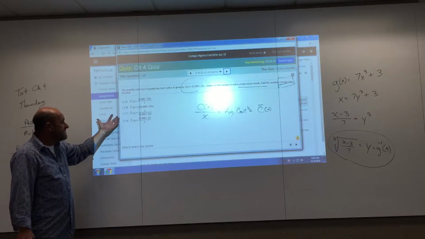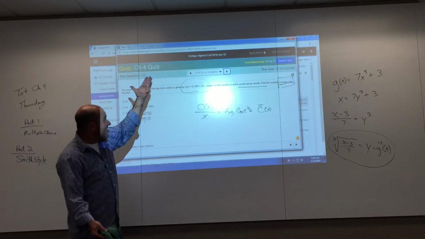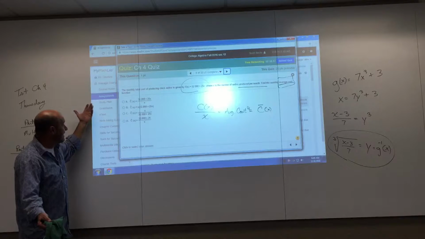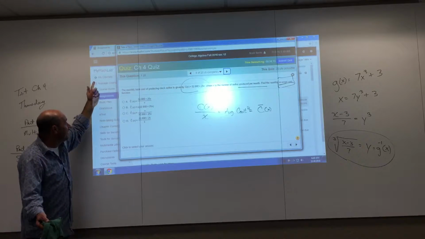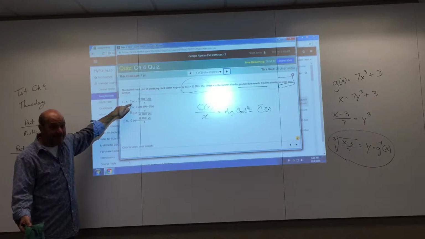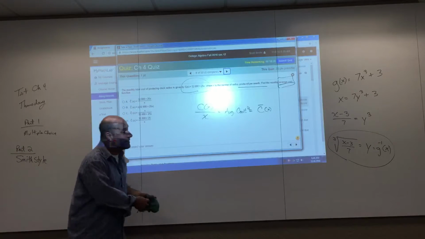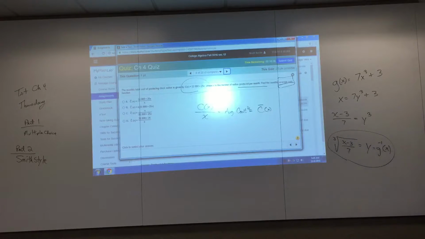So it's that cost function divided by x. I think it looks a lot like A, don't you? Looks like A. Cost function divided by x. That's all. Yeah, find the profit function again. We just did that a little bit. Subtract, of course.